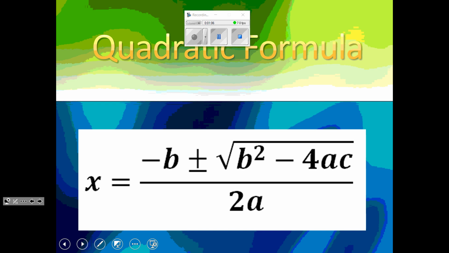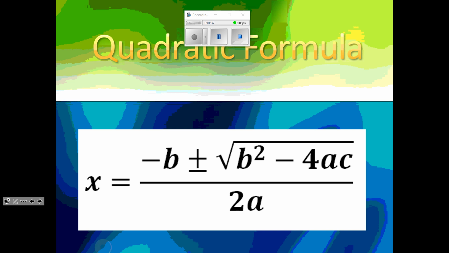So here's your formula, and I always sing a little song when we do this. X equals negative b plus or minus the square root of b squared minus 4ac all over 2a. And so there is your quadratic formula, okay? X equals negative b plus or minus the square root of b squared minus 4ac all divided by 2a, okay?